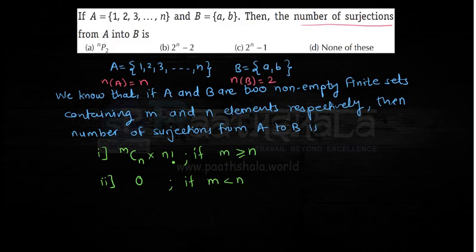For the number of surjections, we know that if A and B are two non-empty finite sets containing n(A) equals m and n(B) equals n respectively, then the number of surjections from A to B will be mCn into n factorial if m is greater than n, where m is the number of elements in set A and n is the number of elements in set B. And it is 0 if m is less than n, that is, if the number of elements in set A is less than the number of elements in set B.